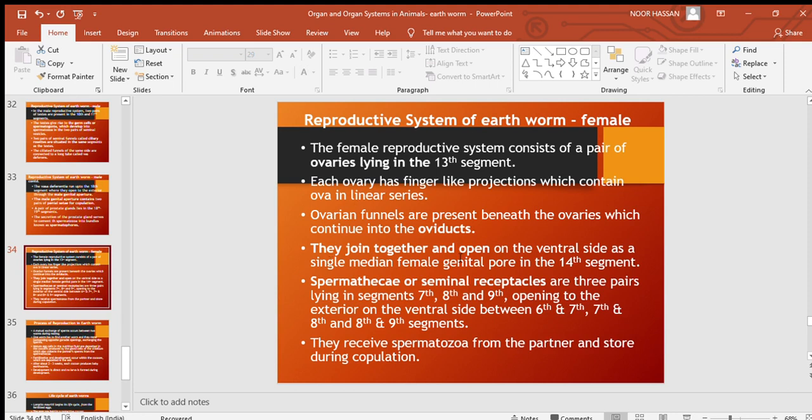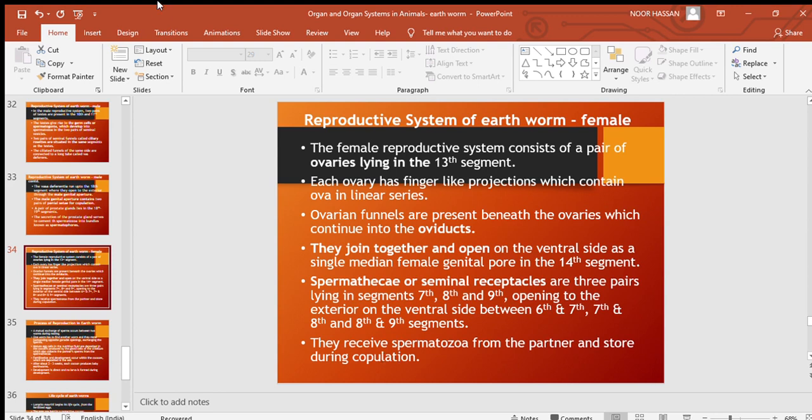The oviducts from both sides join together and open on the ventral side as a single median female genital pore in the 14th segment. Spermathecae, or seminal receptacles, are three pairs lying in segments 7, 8, and 9, opening to the exterior on the ventral side between 6 and 7, 7 and 8, and 8 and 9 segments. They receive spermatozoa from the partner and store them during copulation.